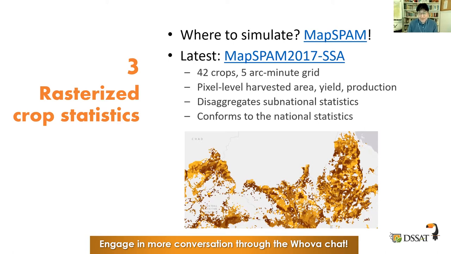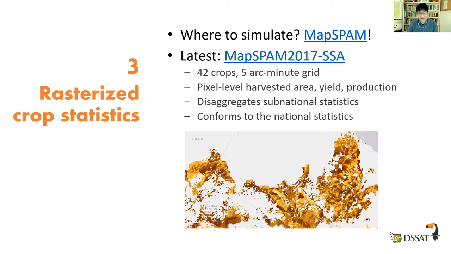It disaggregates subnational statistics, so you already have some benchmark yield data. You already have some ideas on how much area the farmers are growing each of those 42 crops. So it not only gives you ideas of where to run the crops, it also gives you data that you can validate or evaluate your performance from the simulation to compare with the statistics data. And when you aggregate to country level, it also conforms to national statistics. So it carries that kind of compatibility with other studies.